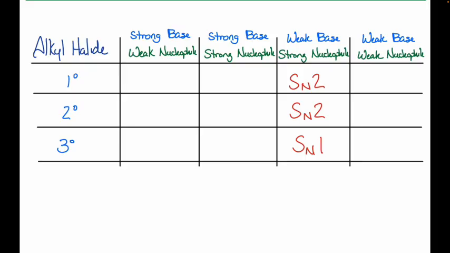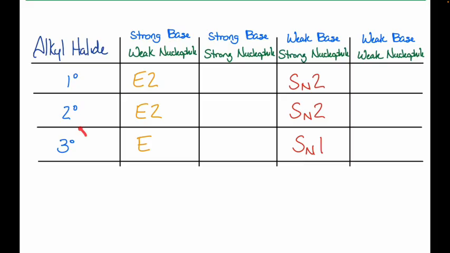Let's flip to the other extreme here. Our strong base, weak nucleophiles. What are those going to prefer, substitution or elimination? Elimination. So across the board here, we see elimination reactions. Now for primary and secondary, it should not be a surprise that these undergo E2 reactions because they don't like to form those carbocation intermediates.